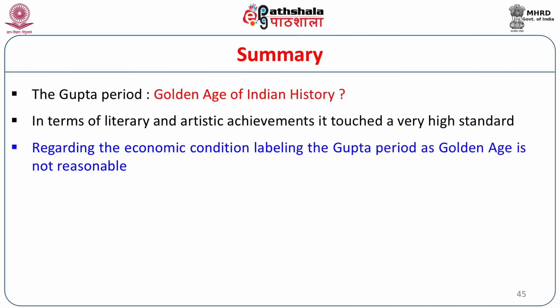What happened in economy? In the copper plate charters, we find a large number of taxes like dashaparadha, like uparikara, like bhaga, bhoga, kara, hiranya, etc. A lot of taxes have put pressure on the peasants. So, peasants were living under very deplorable conditions. So, why should we regard the Gupta period as a golden age, not in terms of economy?